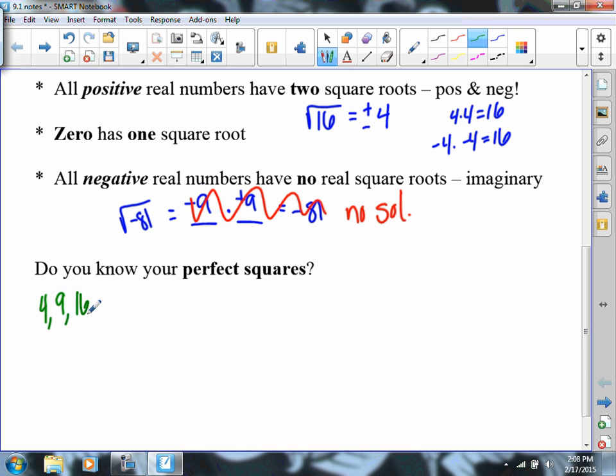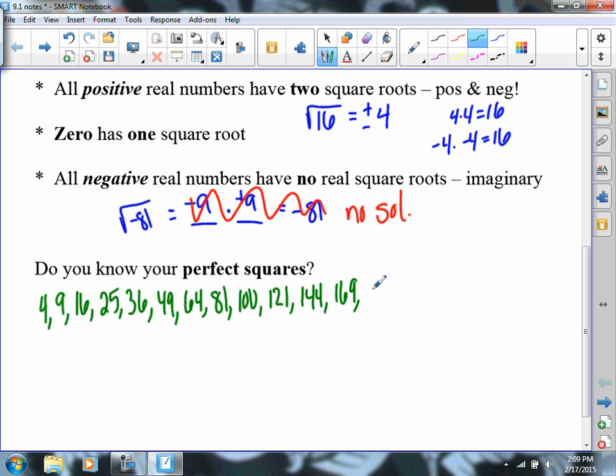And then we'll have 16 and 25 and 36, 49, 64, 9 times 9 is 81. You get 100. 11 times 11 is 121. 12 times 12 is 144. 13 times 13 is 169. 14 times 14 is 196. And 15 times 15 is 225.